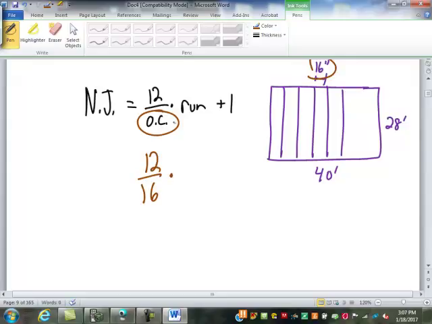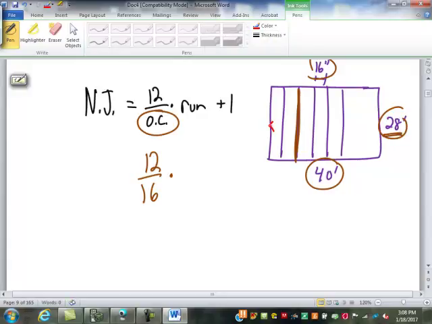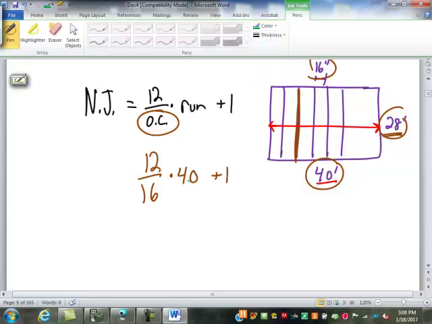Now we only have two options to choose from here. Will it be 28 or 40? Well, the length of a joist is going to go this way. That length is going to be the 28 feet. The run of the joist is how far they have to cover. Not their span, but the run. That goes this direction. That's going to be the 40. So now we'll have 12 over 16 times 40, which is 30, plus 1 is 31 joists.